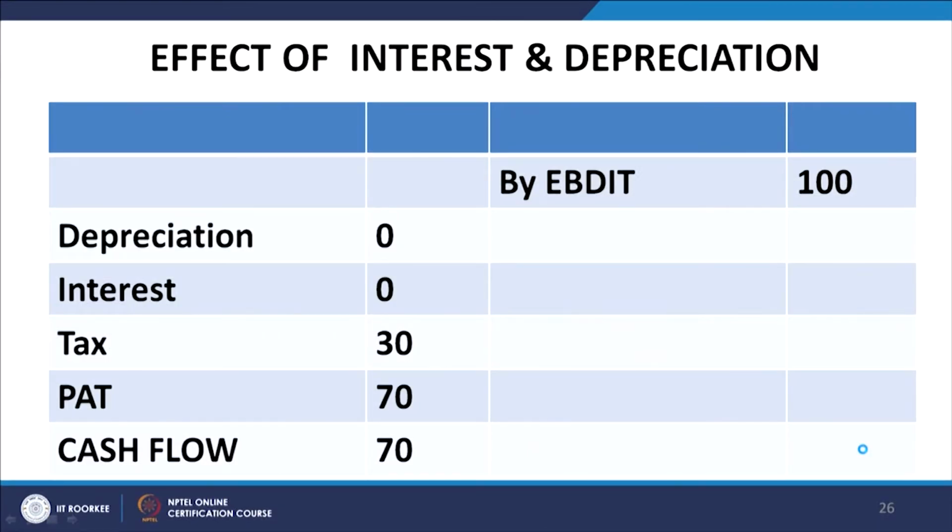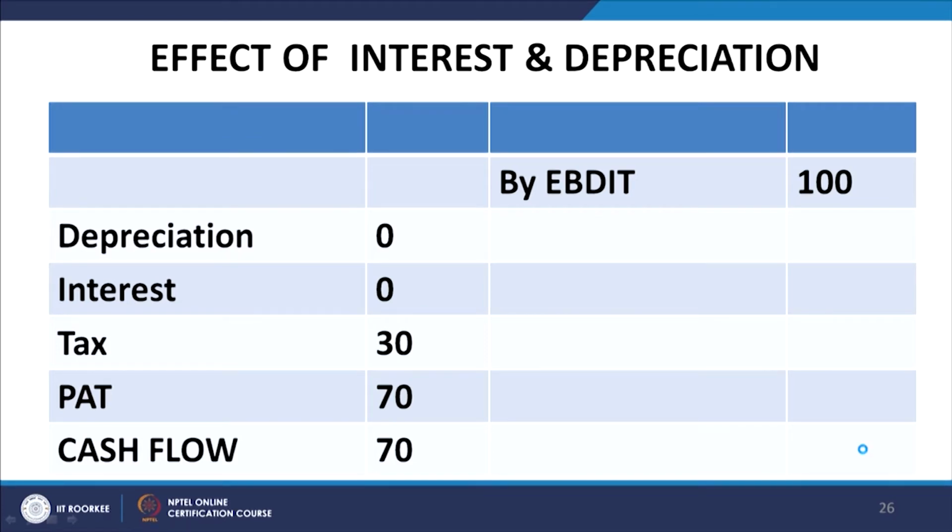Please note, if we are using cash from operations for calculating free cash flow, then we need not add back depreciation, because CFO itself is adjusted for depreciation, being the cash flow. Now, in the derivation of these formulas, we need to look at the impact of interest and depreciation. Let us take a simple case.